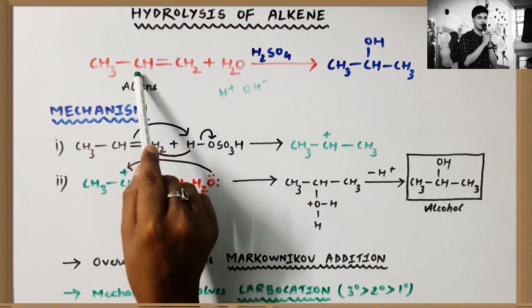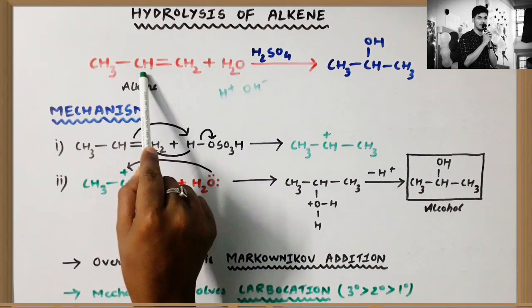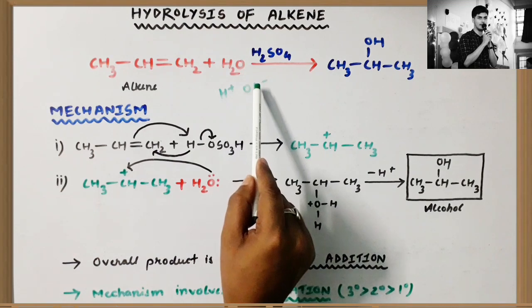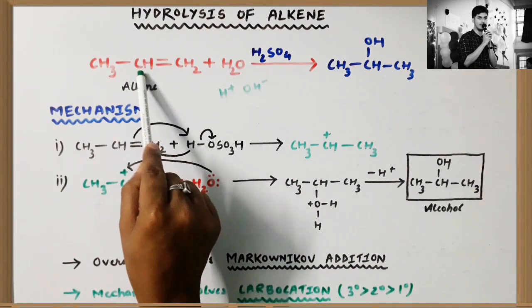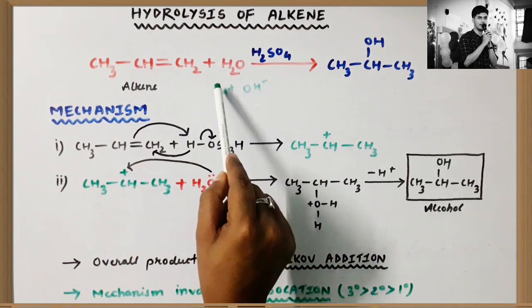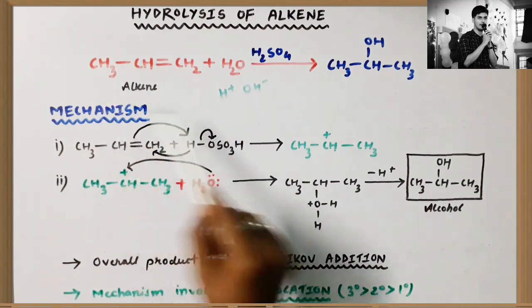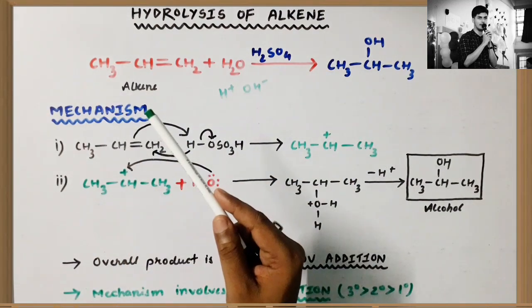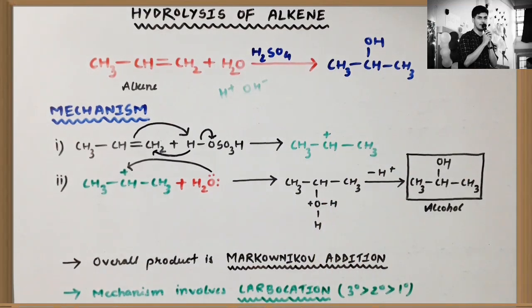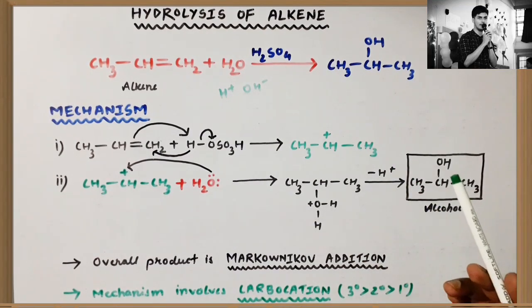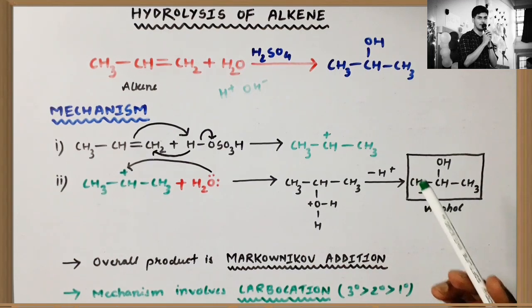Here this particular carbon atom contains the lesser amount of hydrogen, that is only 1. So this OH minus will get attached to this carbon center, and this H plus will get attached to the other carbon center. So overall this is a Markovnikov product, and we'll get the alcohol. But if we consider the mechanism, it involves a carbocation intermediate, and we all know that the stability of carbocation follows this order: 3-degree carbocation is much more stable, followed by 2-degree carbocation, followed by 1-degree carbocation.